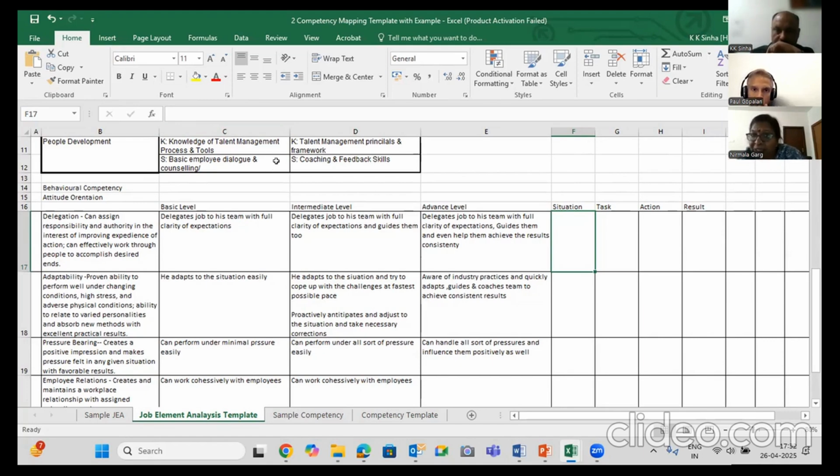The indicators are showing what? At the basic level, the action shows delegating a job to his team with full clarity of expectations. Or delegating a job to his team with full clarity of expectations and guiding them. Or delegating with full clarity, guiding them, and even helping them to achieve the results. So based on what you did in the action, I can go back and categorize it, at basic, intermediate or advanced. Is that clear, KK and Paul?